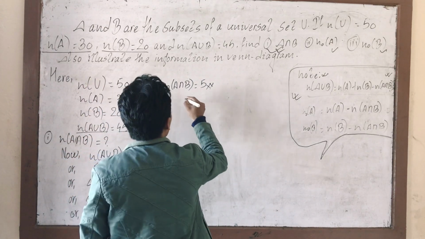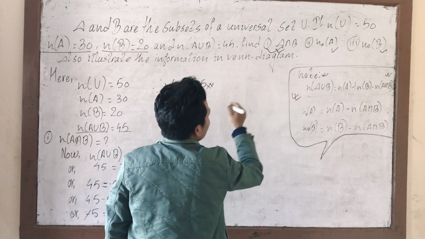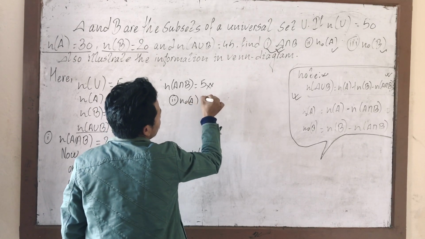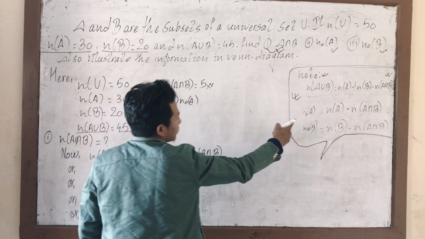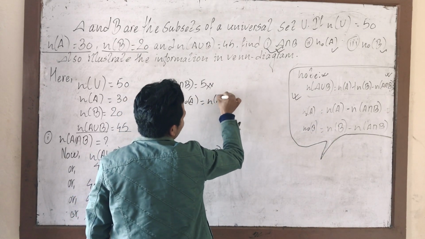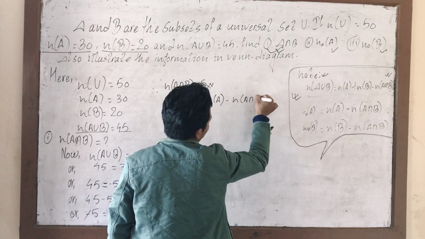Yes. So let me find out question number 2, which is the number of A only. Number of A only. How do we find that out? We have to subtract the intersection, right? So the number of A will be subtracted with the number of A intersection B.